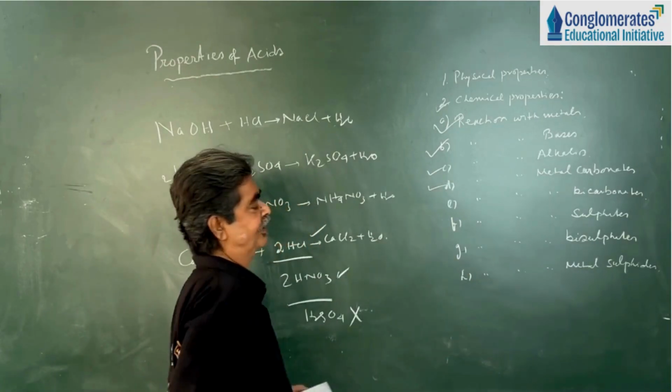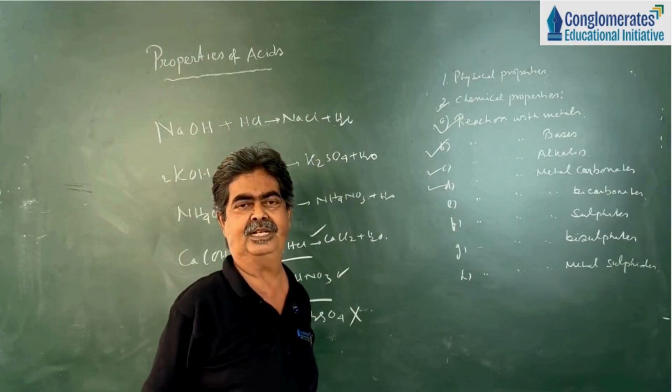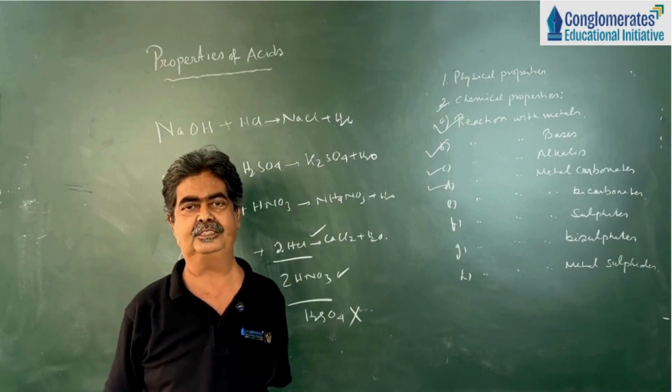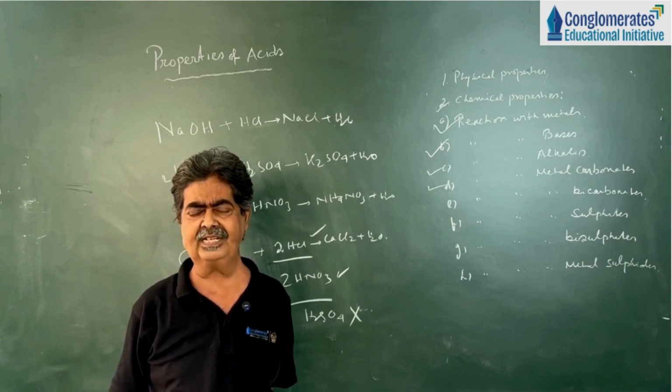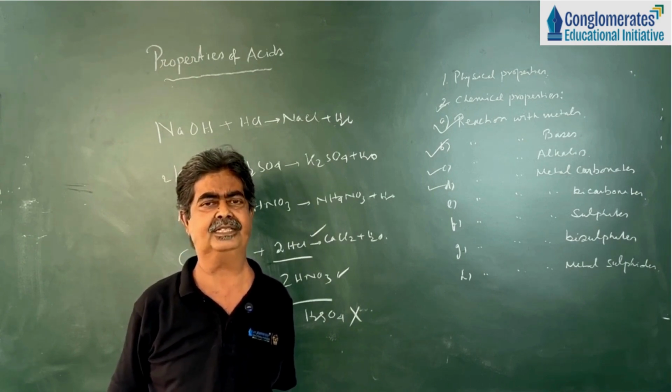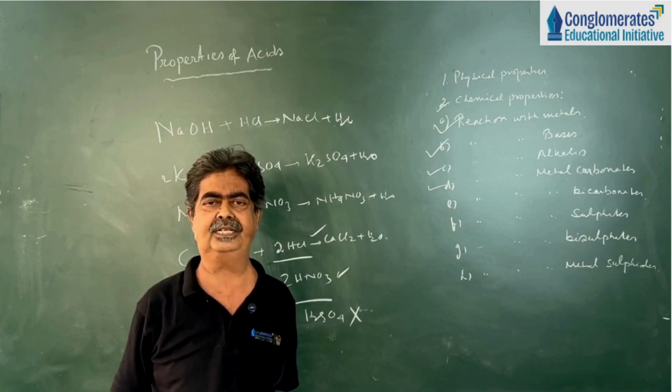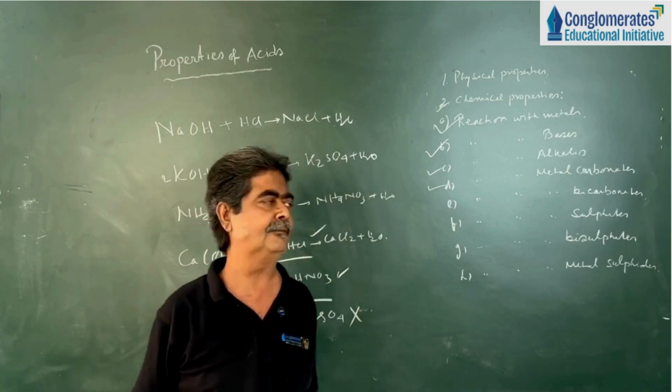Next is reaction with the metal carbonates. Now dilute acids react with the metal carbonates to evolve carbon dioxide and the respective salts. Like sodium carbonate: if you take sodium carbonate, it reacts with dilute sulfuric acid, forming carbon dioxide, with the formation of sodium sulfate.